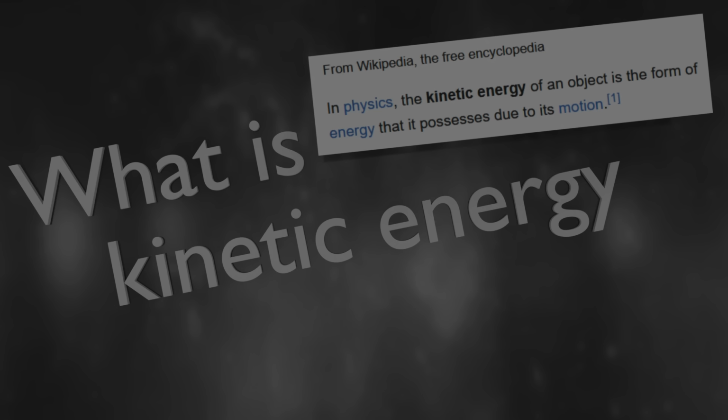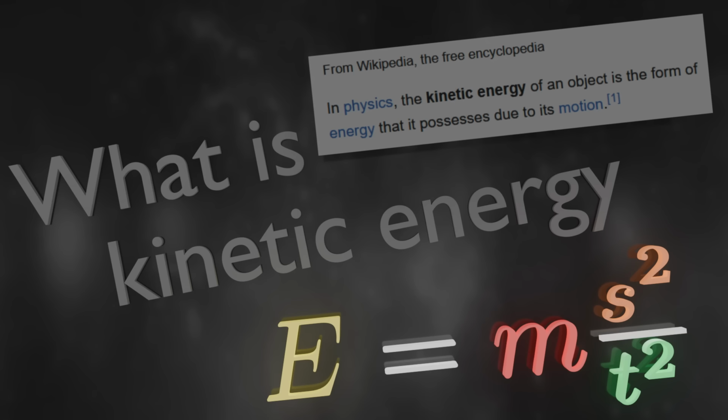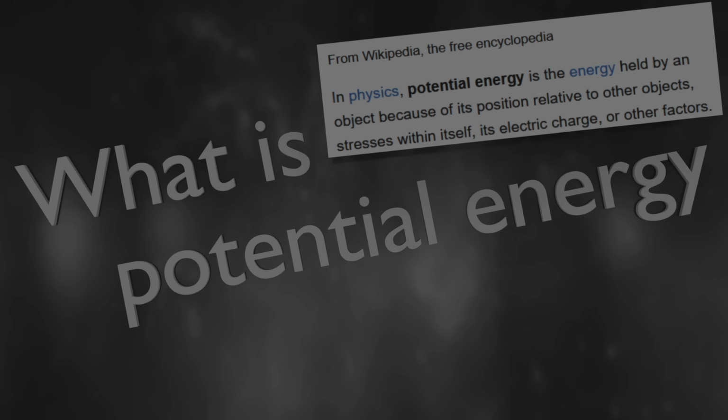Well, if we take a look at kinetic energy, we'll find a pretty straightforward explanation. In physics, the kinetic energy of an object is the form of energy that it possesses due to its motion. Simple as it could be. Then we have this equation as a sort of general equation describing it, which we can modify for different cases. But then we have potential energy with a definition like this. In physics, potential energy is the energy held by an object because of its position relative to other objects, stresses within itself, its electric charge, or other factors.